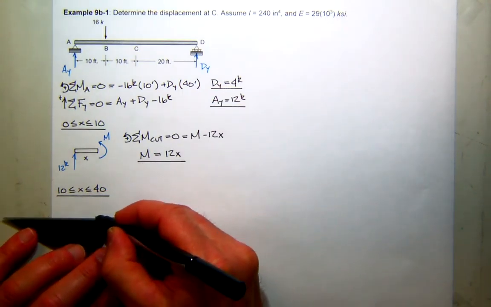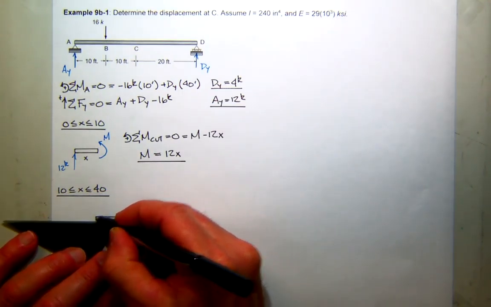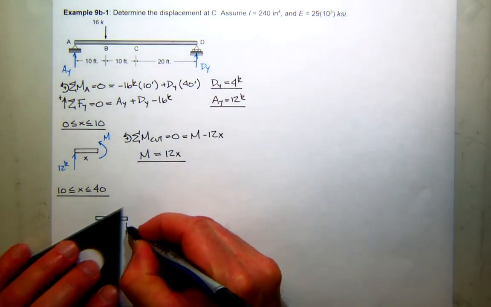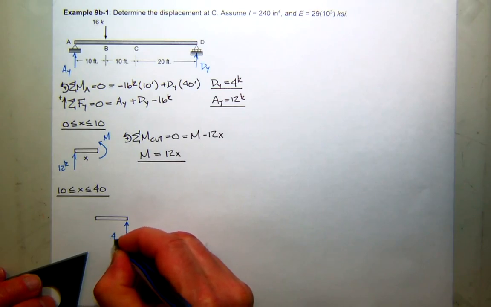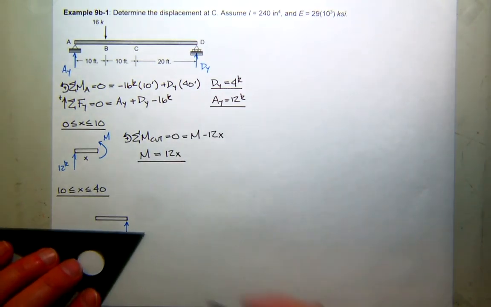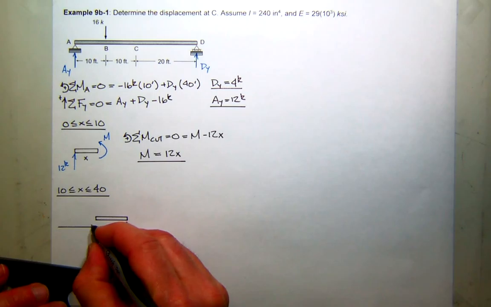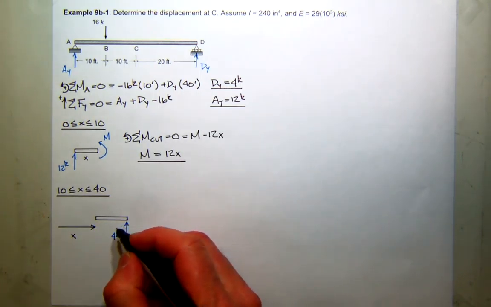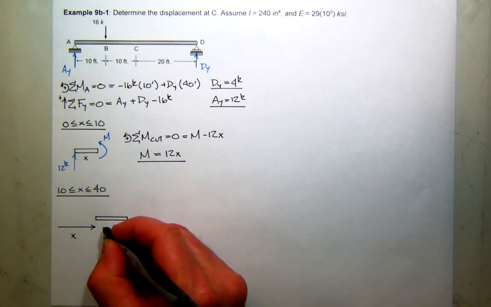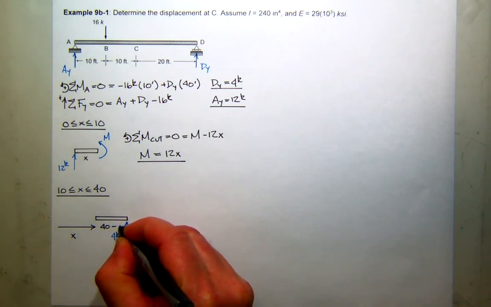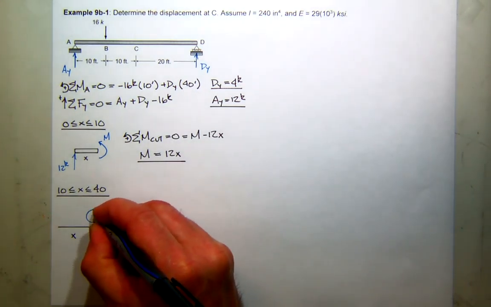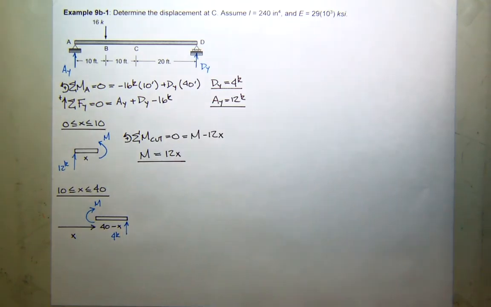In that case, I think it's easier to look at the right-hand side of the cut. And in that case, I look at the reaction at Dy, which is 4 kips. And of course, the distance from the left to the cut is x. And then the distance of our segment here would be the total length of the beam, which is 40, minus x. So this will be 40 minus x. That's the distance here. And then again we have the internal bending moment. And again, that's all we have.